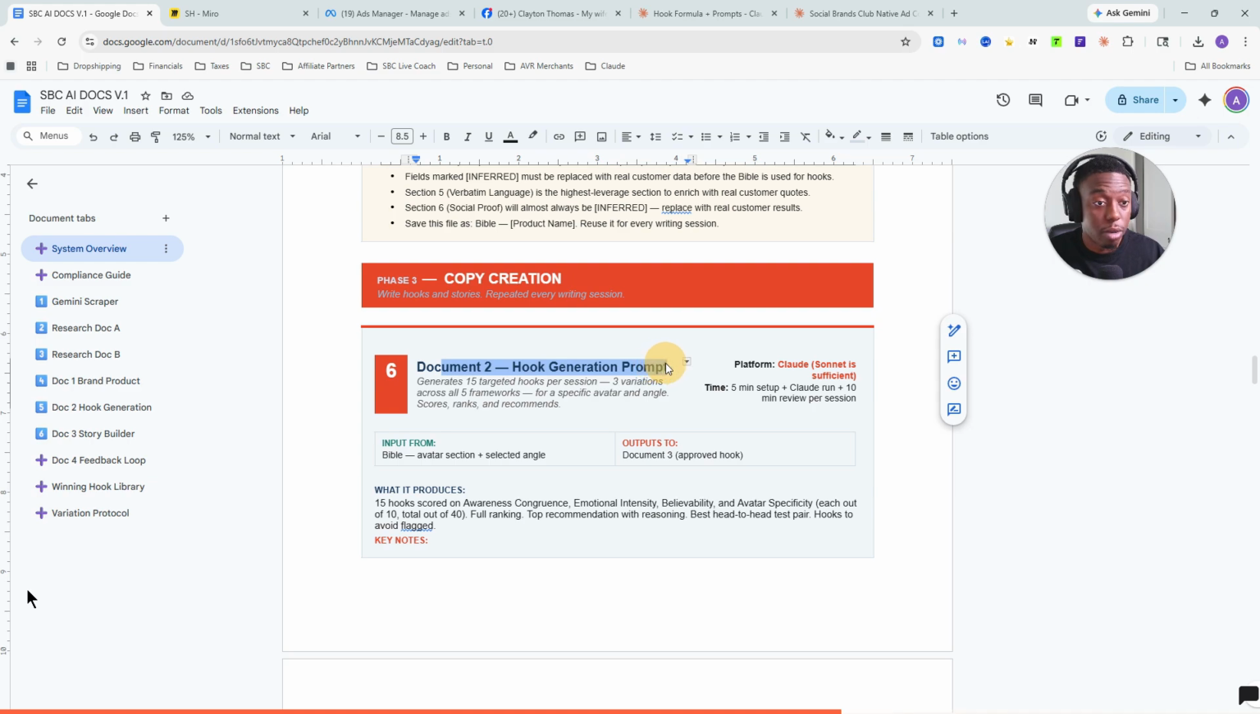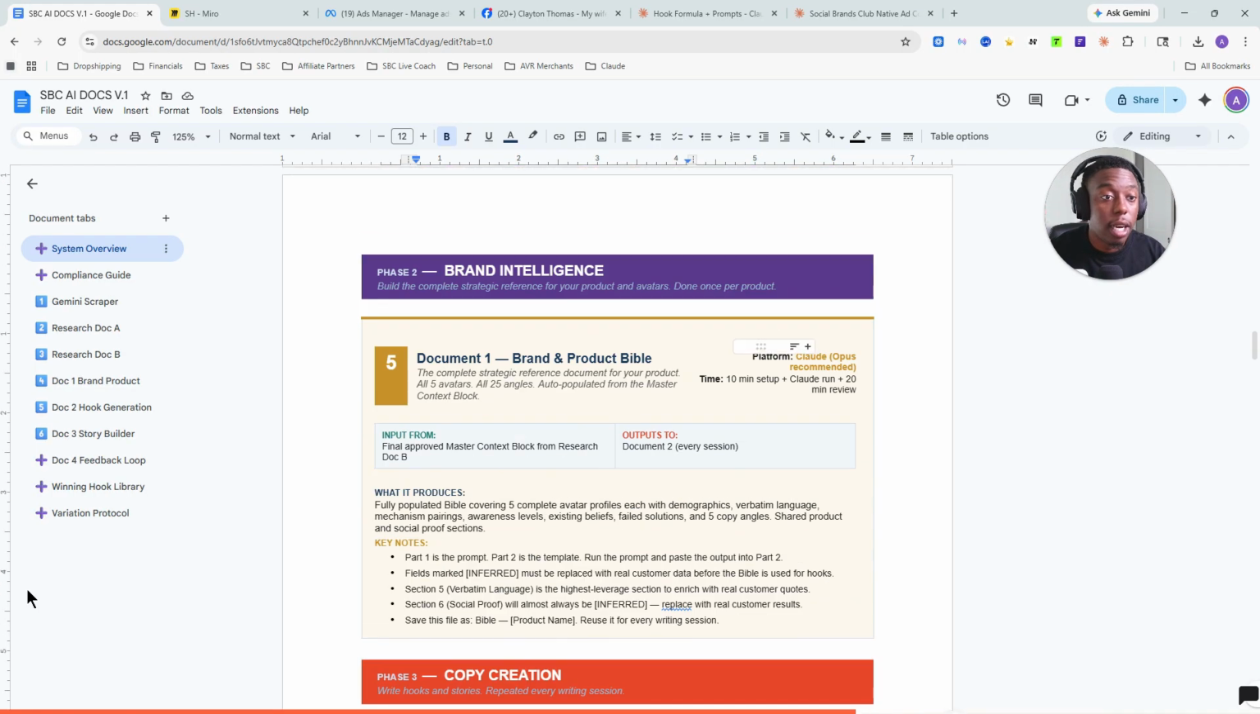But this is going to be your hook generation prompt. Now, when it comes to storytelling, we use Sonnet 4.6, and then depending on when you're watching this, there might be a Sonnet 4.7, Sonnet 4.8, whatever version of Sonnet is out there. Use Sonnet for storytelling and use Opus for market research and logic.